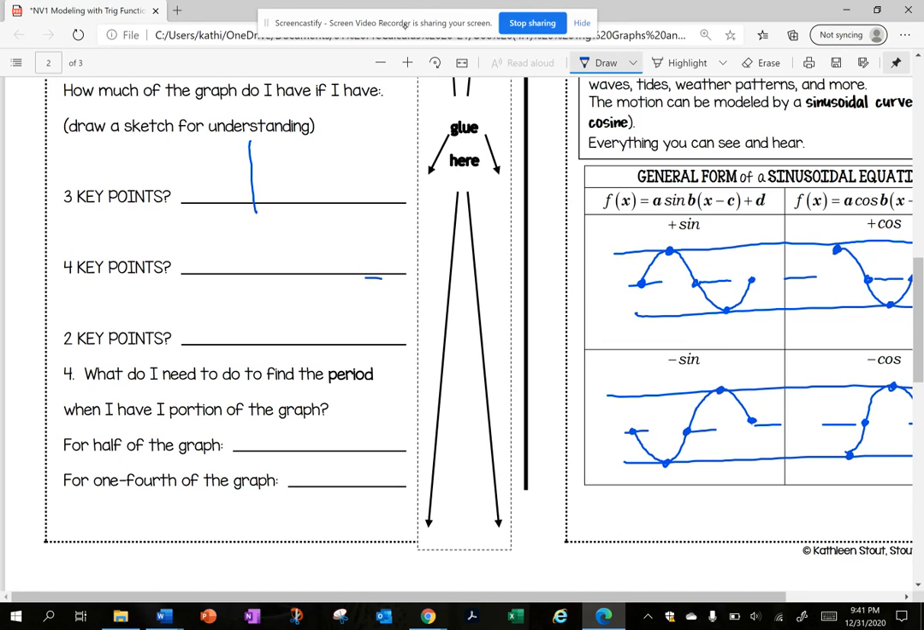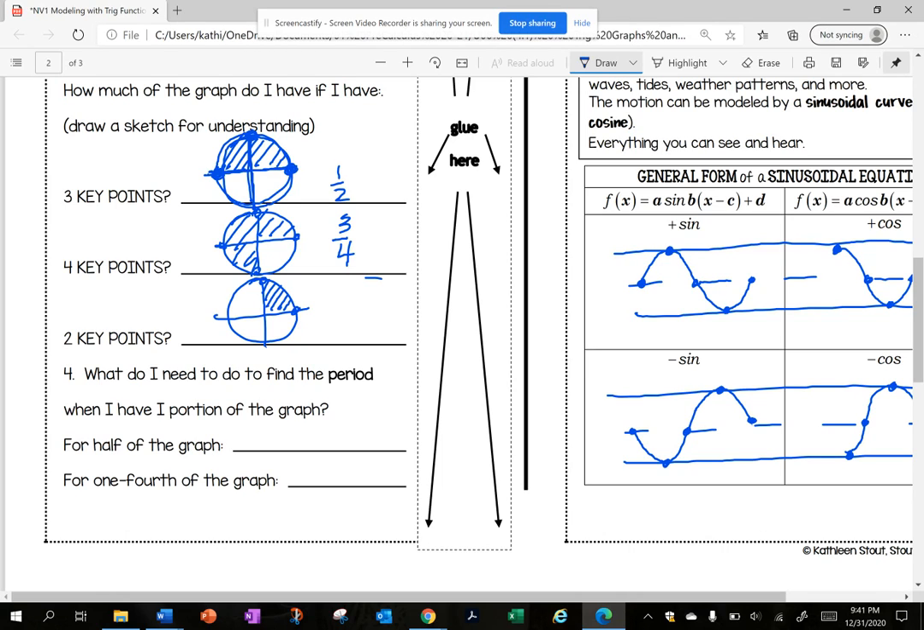I have a lot of students that say, I'm a visual learner, and wait for someone else to draw the picture. So you need to draw the picture. Someone else isn't going to draw the visuals for you. So if I have 3 key points, that would be these 3 points, I have half of the circle. If I have 4 key points, how much of the circle do I have? So 1, 2, 3, 4. I have 3/4 of the circle. If I have 2 key points, I have the first 2, so I have 1/4 of the circle.